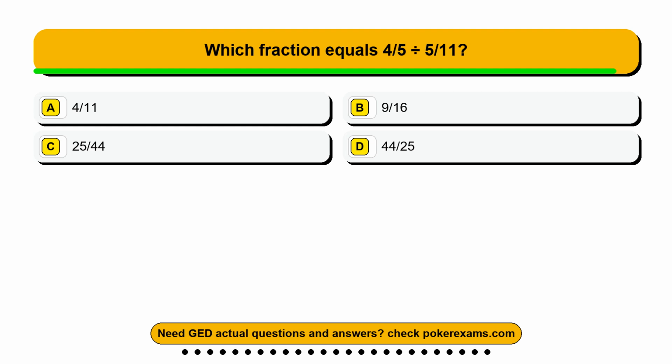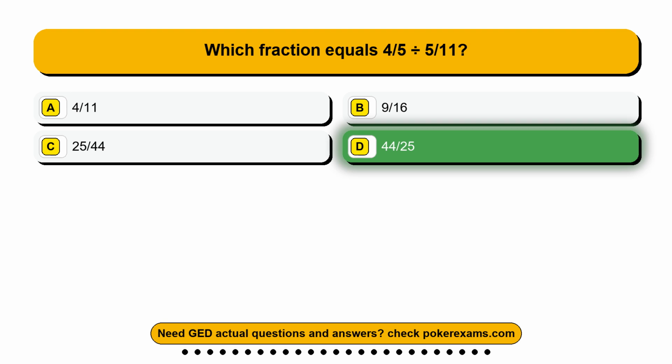Question 4. Which fraction equals 4/5 divided by 5/11? Option A, 4/11. Option B, 9/16. Option C, 25/44. Option D, 44/25. The correct answer is option D, 44/25.